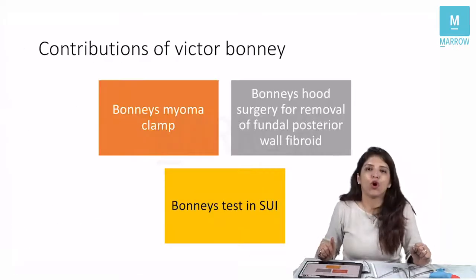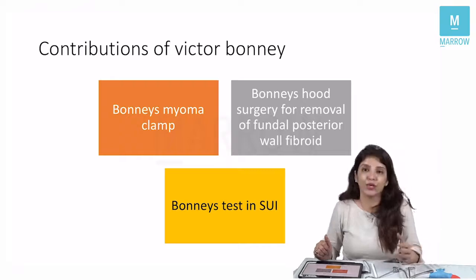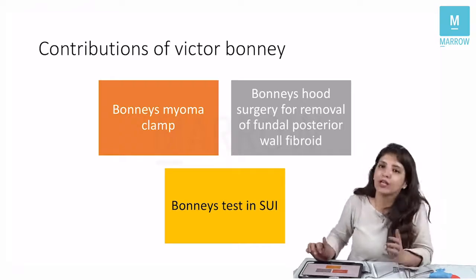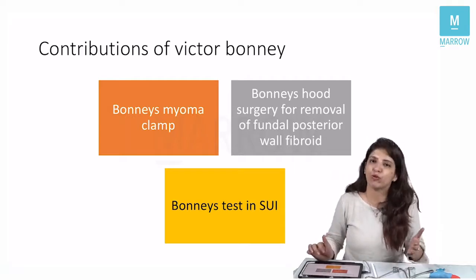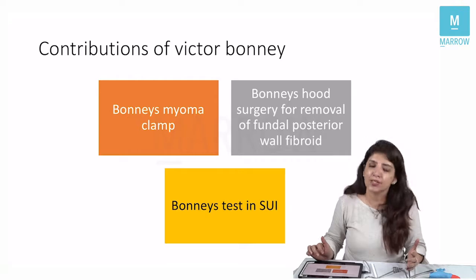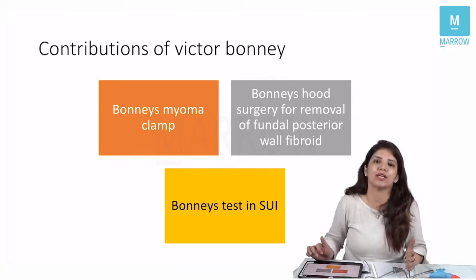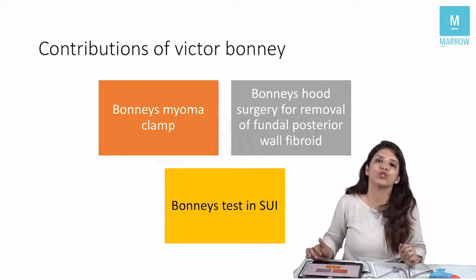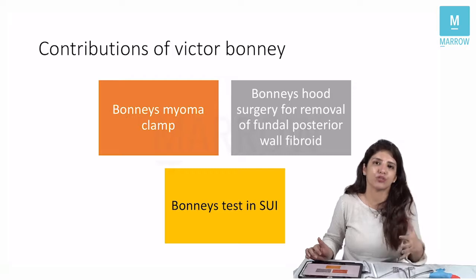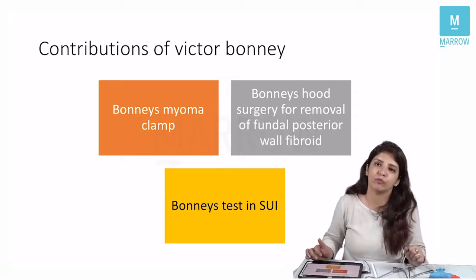Right? Now, what are the contributions of Victor Bonney, right? So this was a Bonney's clamp. So what other things are named after Bonney? So there are 3 things which are named after Bonney. One is the myoma clamp. The other is a Bonney's test, which is done in case of stress urinary incontinence. And third is a Bonney's hood surgery. Bonney's hood surgery is a technique for removing the posterior wall fundal fibroid. So if there is a fundal fibroid on the posterior wall of the uterus, then you use a Bonney's hood technique, right? So these are the 3 things which are named after Victor Bonney, right?